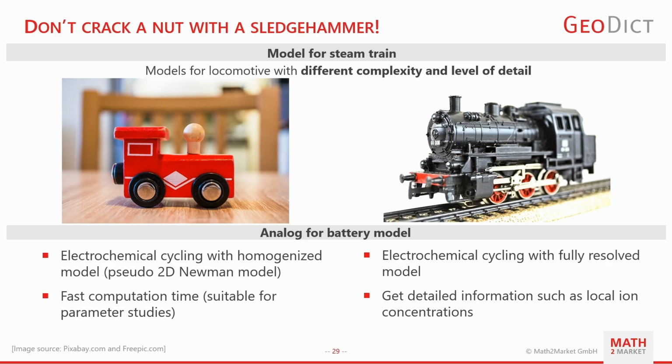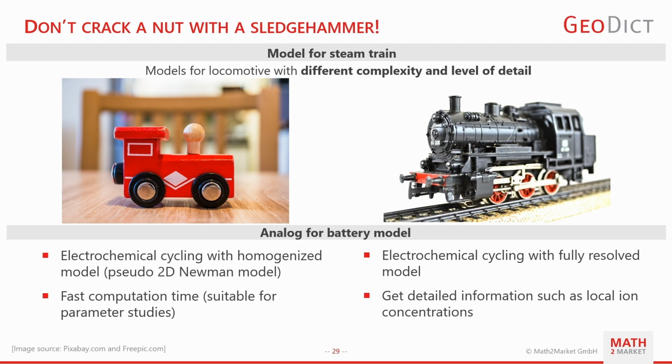Let us take the example of a model for a steam train. The wood locomotive already has all aspects of a train model to allow the train to run. However, the model is simple and no details are seen. The second model is a Märklin train with a lot of details. However, it also is more complicated.